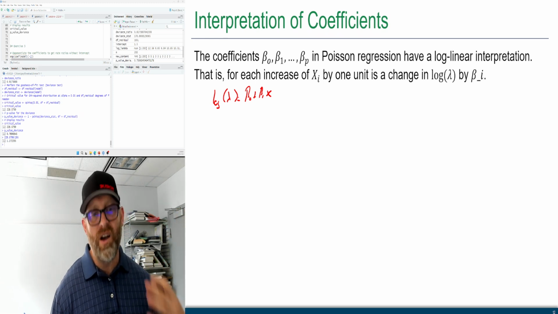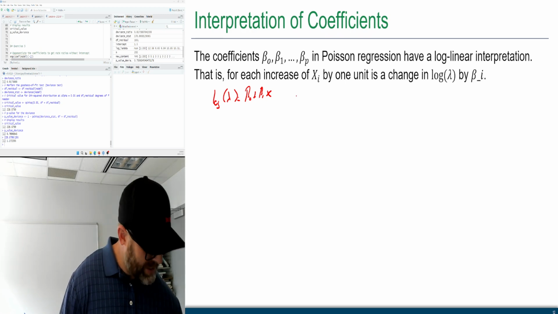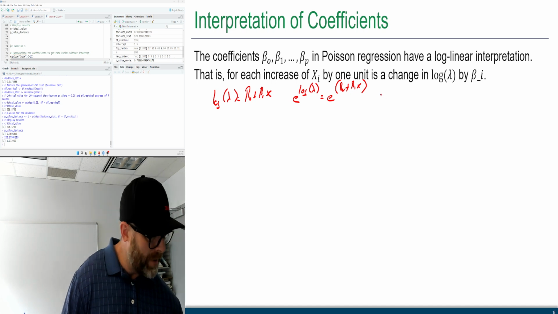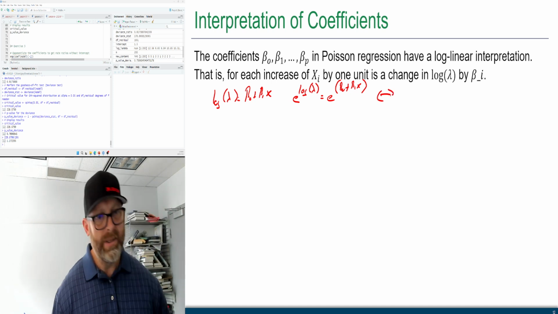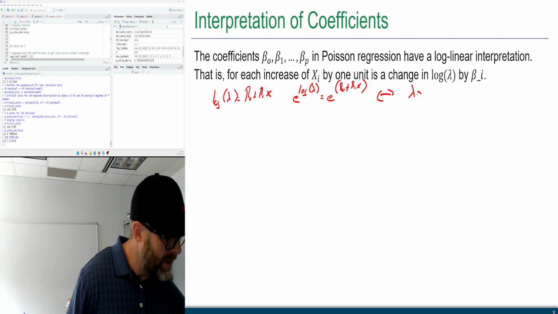Well, let's get rid of this log lambda. Let's just look at lambda. So if I take e to both sides, this is e to the log of lambda is equal to e to the beta naught plus beta 1 x. I can break this up. Now, e and log are going to disappear. Again, log is the natural logarithm, so this just leaves me with the left-hand side of lambda is equal to e to the beta naught times e to the beta 1 x.